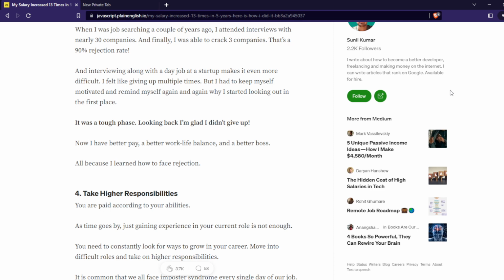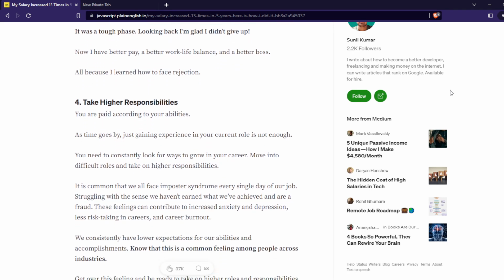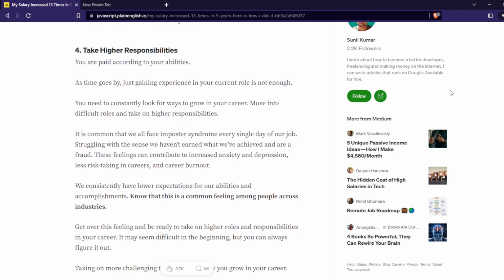Now I have a better work-life balance and a better boss, and because I learned from facing rejection, taking higher responsibility, you are paid according to your abilities. As time goes by, just gaining experience in your current role is not enough. You need to constantly look for ways to grow your career, move into difficult roles, and take on higher responsibility. It is common that we all face imposter syndrome in our jobs, struggling with the sense that we haven't learned enough.